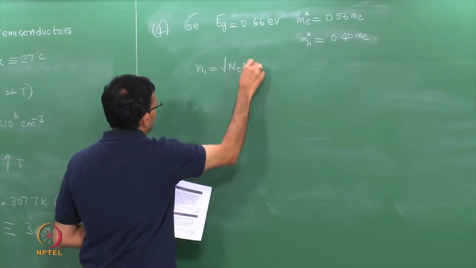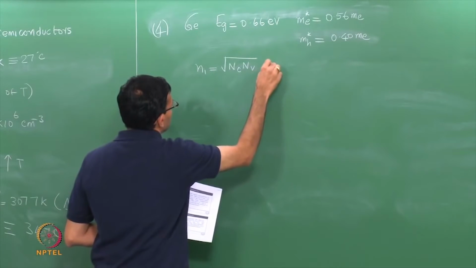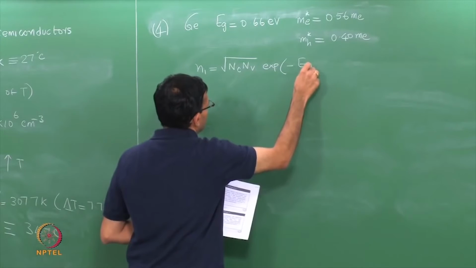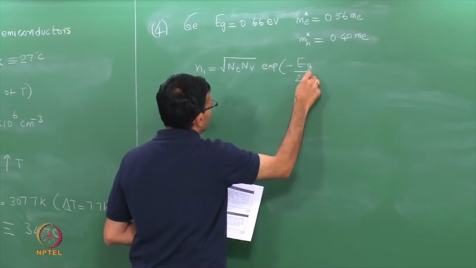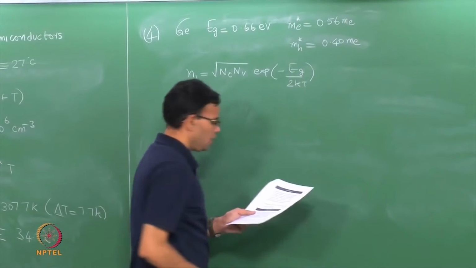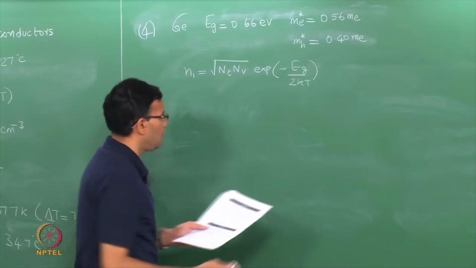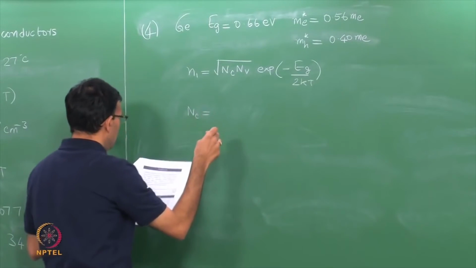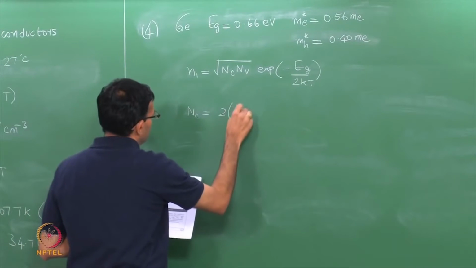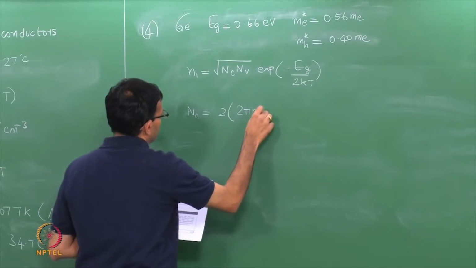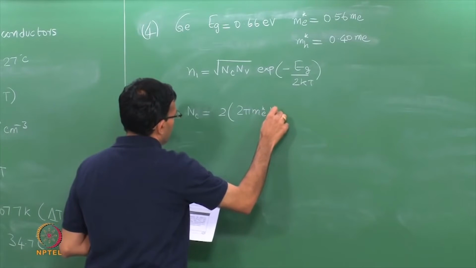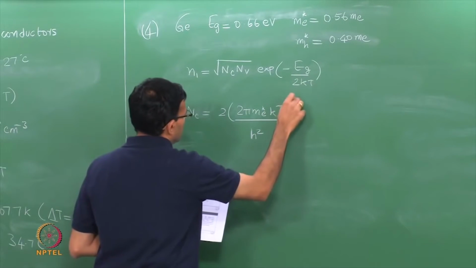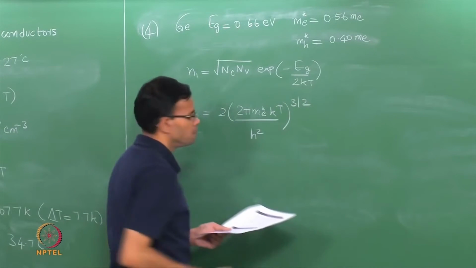Ni is Nc Nv exponential minus Eg over 2 kT. So, Nc and Nv are again related to Me star and Mh star. So, Nc is 2 pi Me star kT over h square whole power 3 over 2.